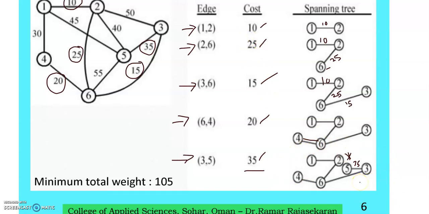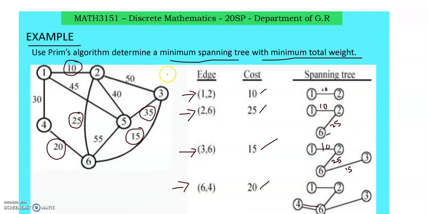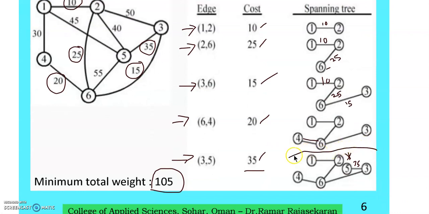Why? Because we have selected the minimum weights of the edges. Now see, all the vertices are connected, it is a tree, there is no cycle, and the weight is minimum. So what is the total weight? Now you can add all the weights, that is 105. This is the minimum total weighted spanning tree. So this is called the minimum spanning tree. That is what we want.